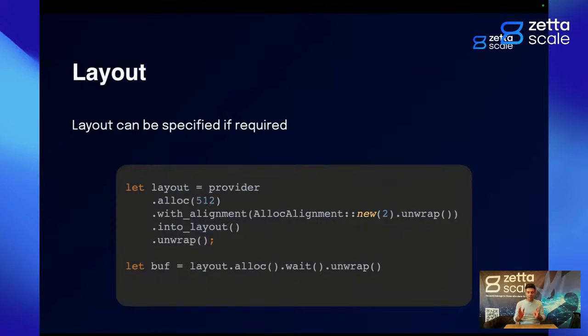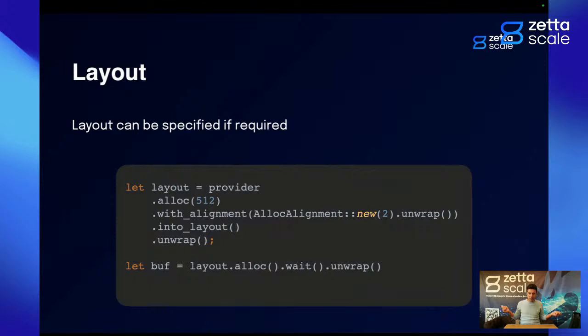You define an allocator for a given size. You define, for instance, the alignment. You transform this into a layout object, which is like a blueprint for the kind of buffer you want to allocate. And then you just do layout alloc, and that allocates a buffer for you, okay? Which is quite nice.